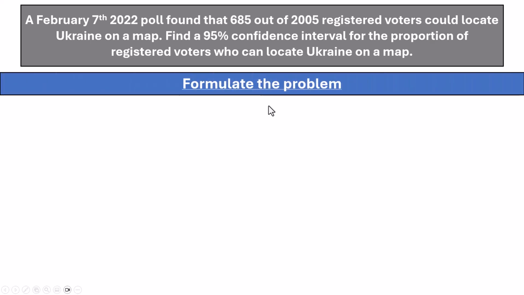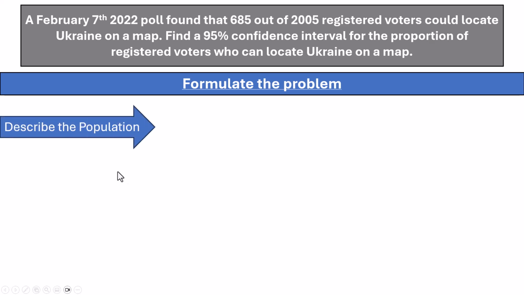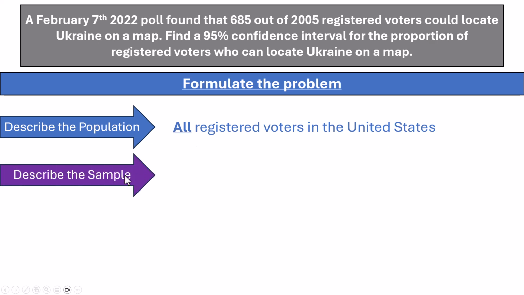So the first step is to formulate the problem. The first thing we need to do is to describe the population. Whenever you describe a population, you should use the word all. So in this case, the population is all registered voters in the United States. Next, we need to describe the sample. The sample includes the 2005 registered voters that we sampled.